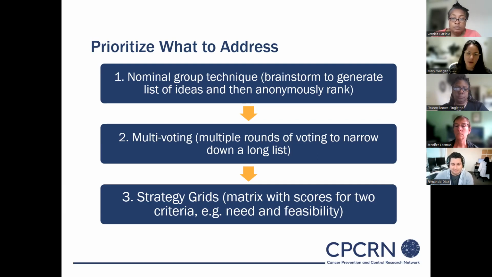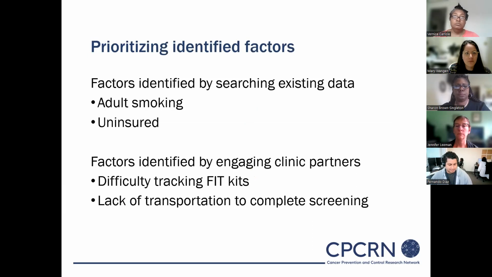It's a strategy grid, or a matrix of two scores with two criteria, something like need and feasibility. For example, if your factor was health insurance, the need would be high. Everyone needs health insurance, but the feasibility might be low in the case of a $20,000 grant. It might be difficult to change health insurance policy with that little of resources. So it's important to think that through.